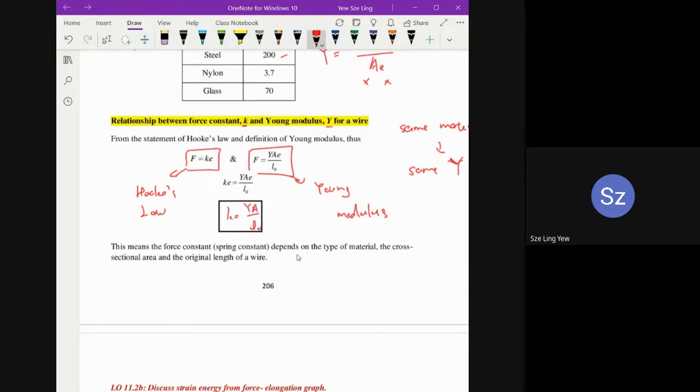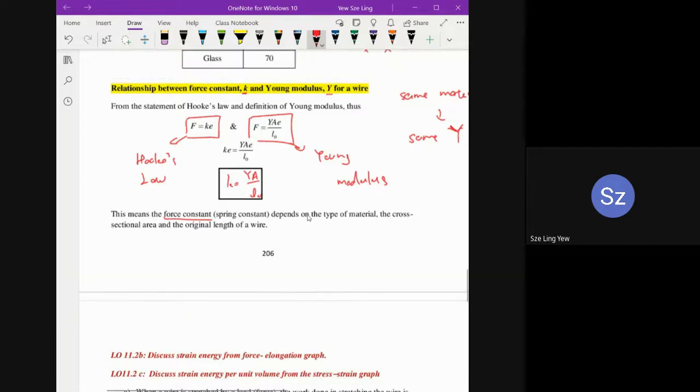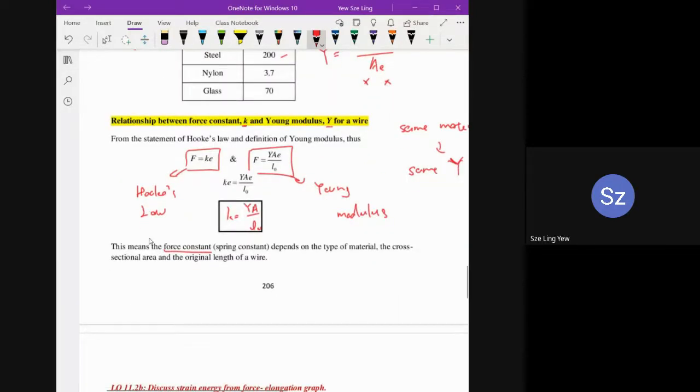So this means the force constant depends on the type of material, the cross-sectional area, and also the original length of the wire. Right? So we are looking at the spring constant. A spring constant is also known as a force constant. We use K in an object that undergoes elastic deformation. So not just a spring, actually K exists in all sorts of objects. Just that most of the time we use it in springs because that is the most commonly seen example, right? So K, also known as force constant, depends on the type of material, the cross-sectional area and also the length of the wire. All right, so this is just additional information for you.